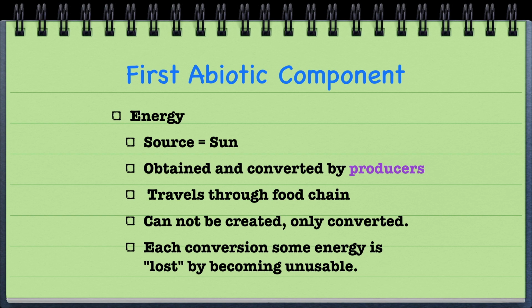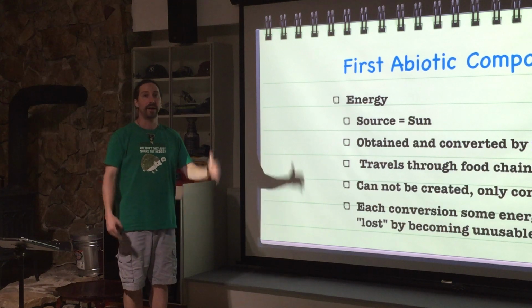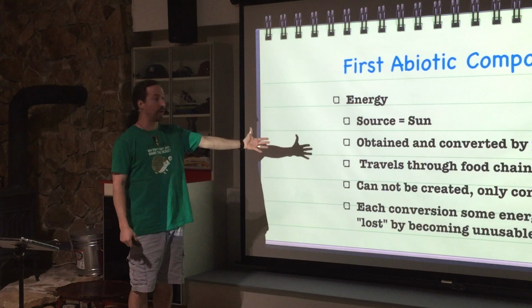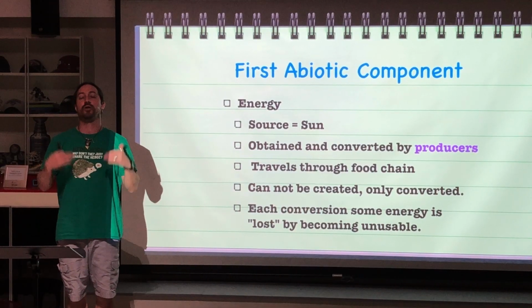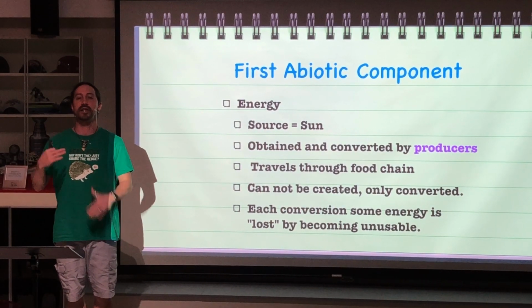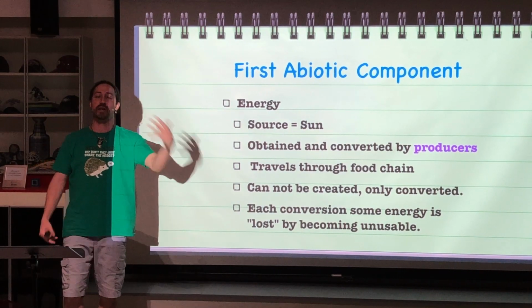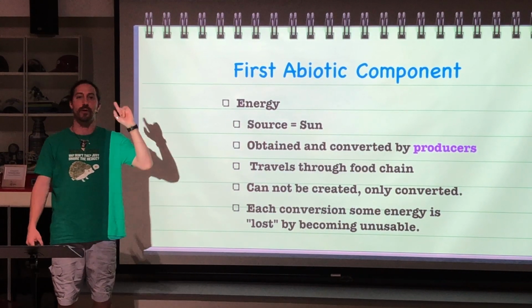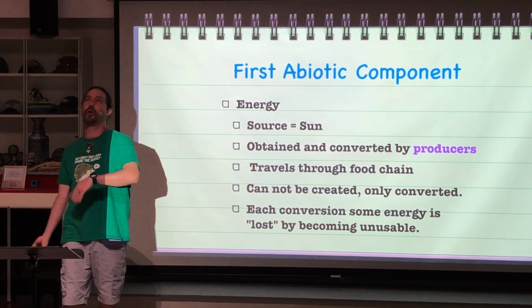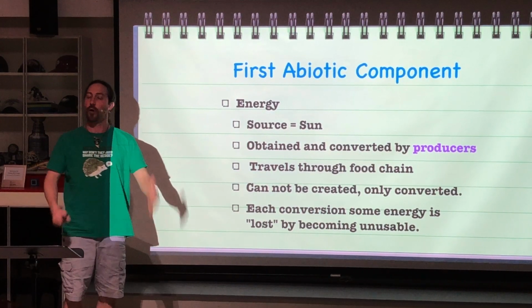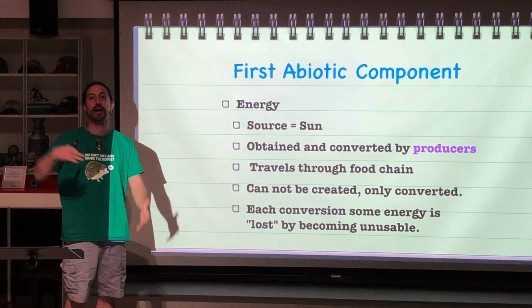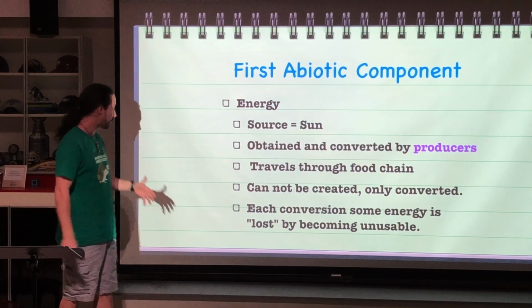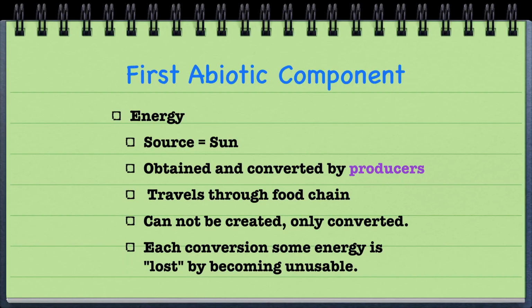All the energy on this planet is derived from the sun, and it starts off when it gets converted by our producers. So in our ecosystem, the first thing that happens is the producers take the energy from the sun and convert it into chemical energy using photosynthesis, which we've gone over a while ago. So hopefully you remember that whole process that is involved in taking the energy from the sun and converting it into chemical energy. It travels then through a food chain as different organisms consume other organisms.